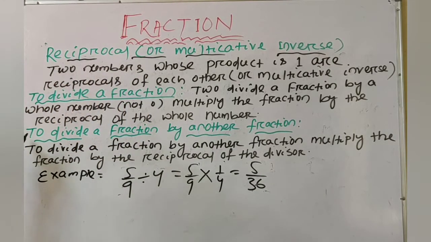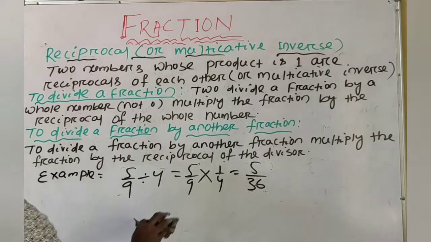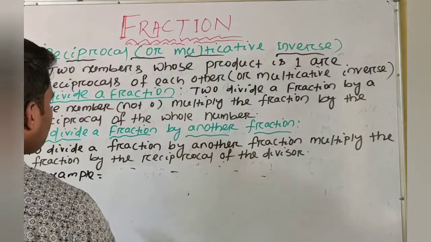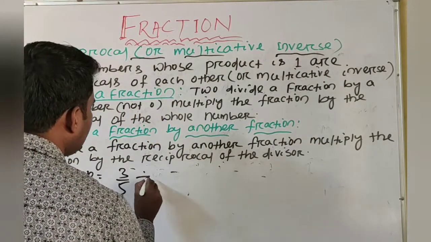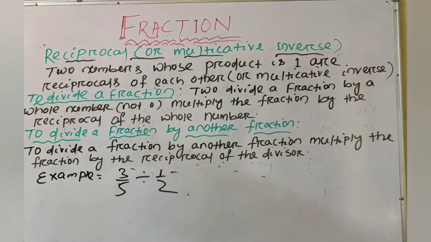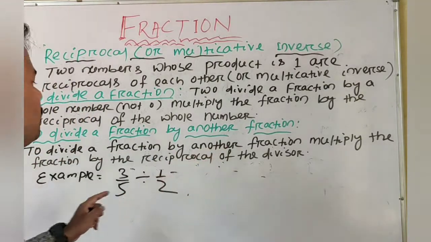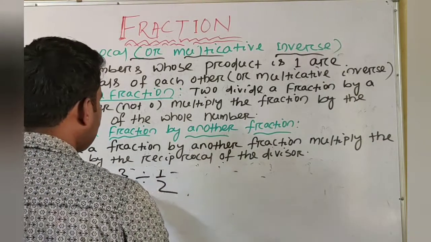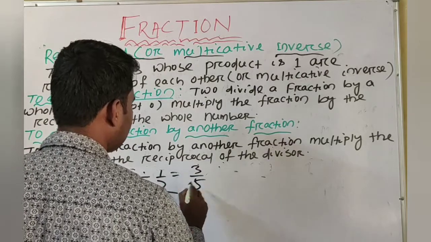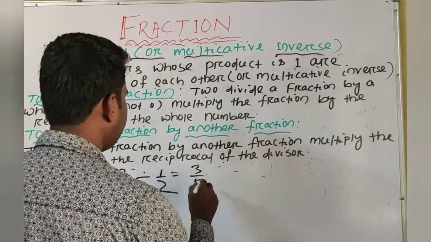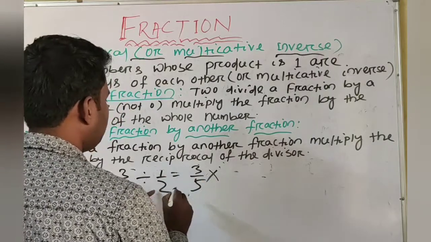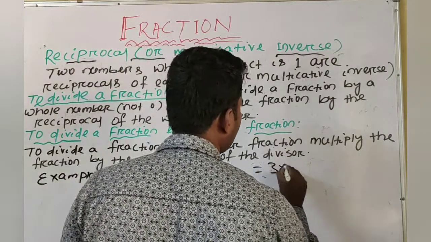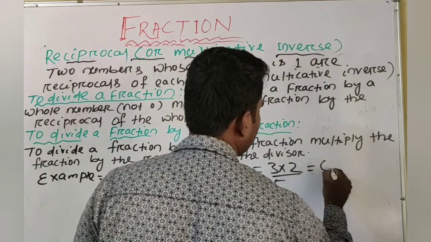Next we will learn how to divide a fraction by another fraction. 3 by 5 is a fraction. When we divide it by 1 by 2, how will we do it? To divide a fraction by another fraction, multiply the fraction by the reciprocal of the divisor. So this one is the divisor. Divisor means 1 by 2. So the reciprocal will be 2. So 3 into 2 divided by 5 is equal to 6 by 5.